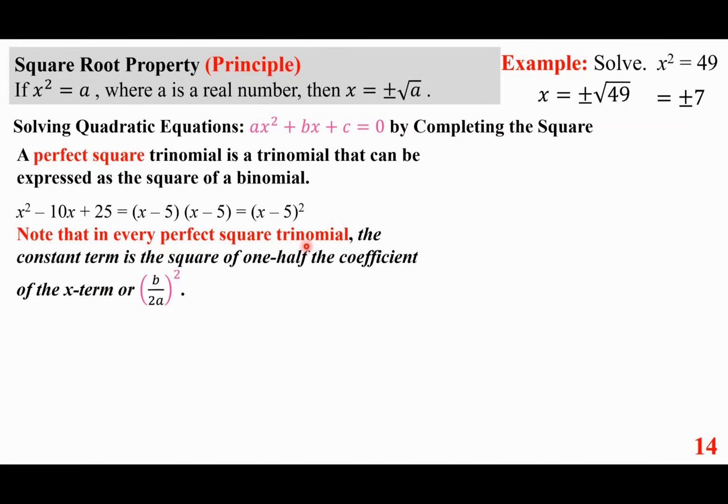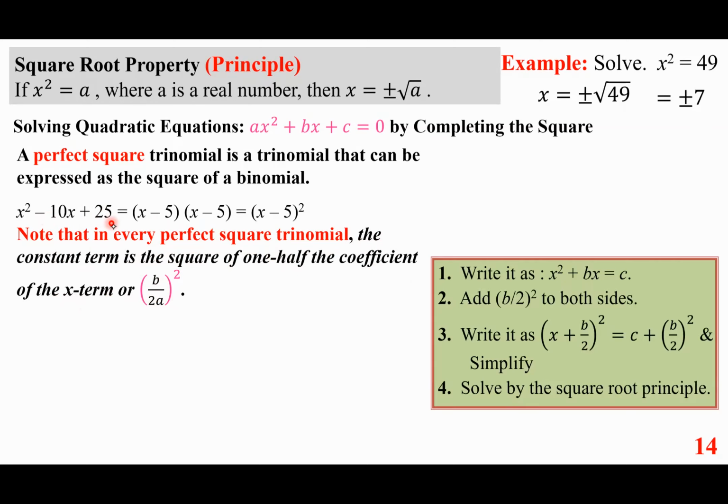note that in every perfect square trinomial, the constant term, meaning in this case 25, is the square of 1/2 of the coefficient of the x term, or b over 2a. So if you look at this one, I hope you realize this is b. You divide it by 2, you get 5. You square it, you get 25. That's how you get this concept of completing the square.